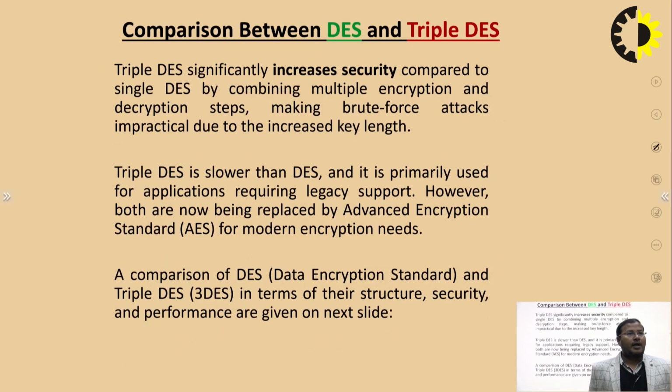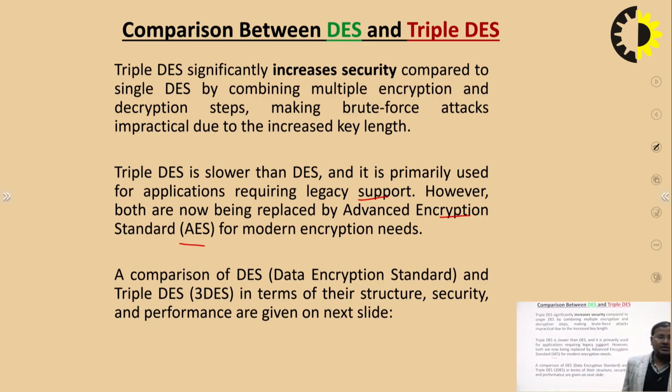Now I am going to compare DS and triple DS. Triple DS significantly increases security compared to single DS by combining multiple encryption and decryption steps, making brute force attacks impractical due to increased key length. However, triple DS is slower than DS and is primarily used for applications requiring legacy support. However, both are now being replaced by the Advanced Encryption Standard.